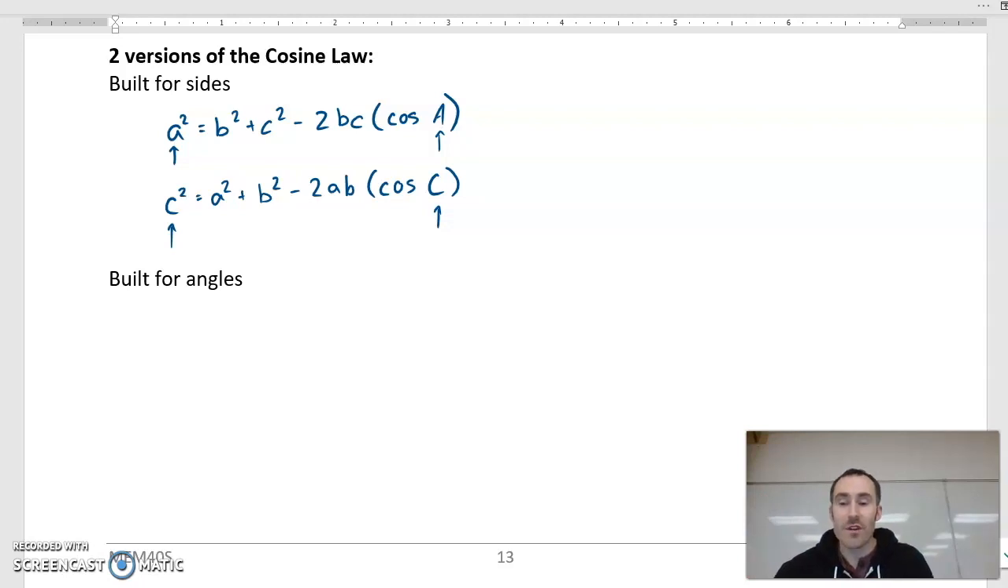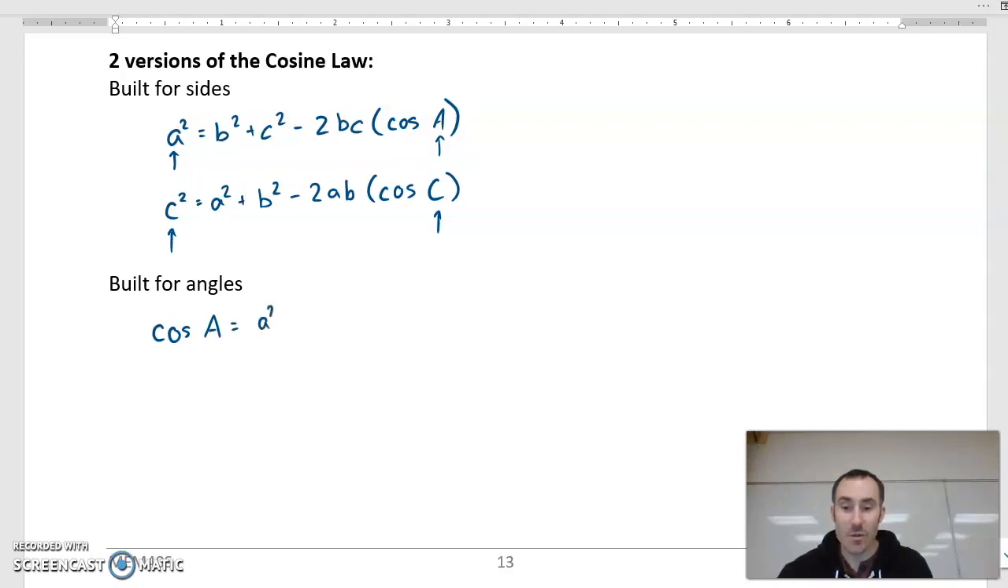Now the version that's built for angles. So the rearrangement that we ended up with in the previous example was the cosine of some angle, angle A, is equal to a squared minus b squared minus c squared divided by negative 2bc. Now I personally like this version because the angle that you're looking for is right here, and the side that you start with is the matching side. So I find that nice, but the trade-off is that you have a negative in the bottom over here, and some people really don't like that.